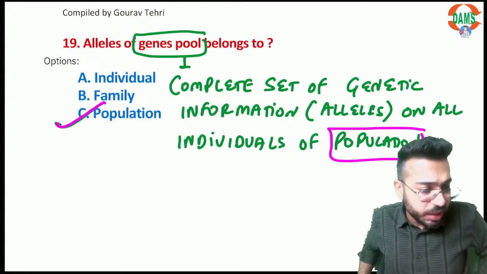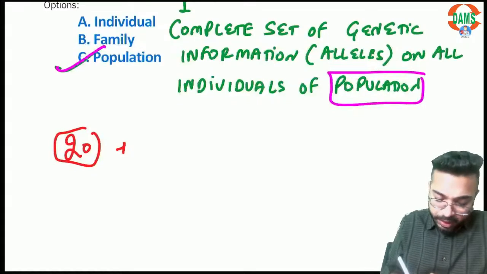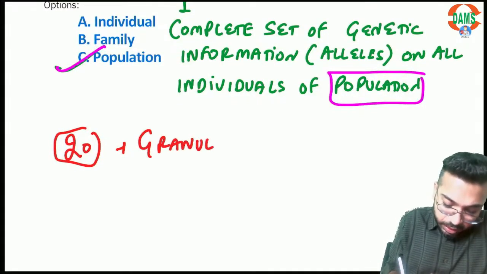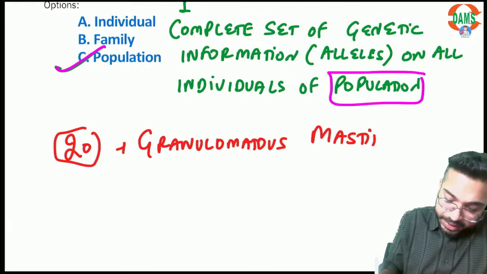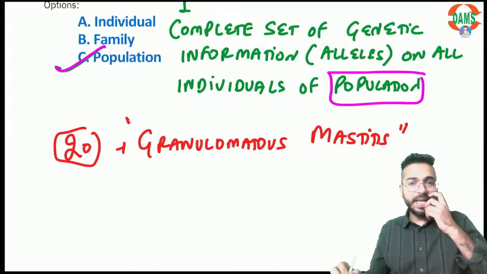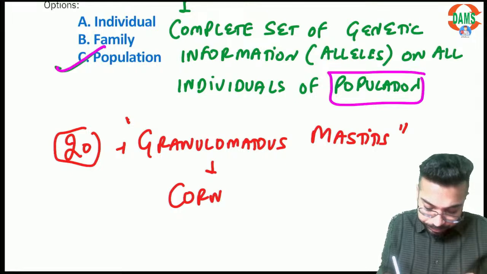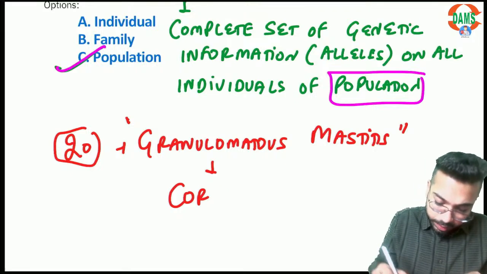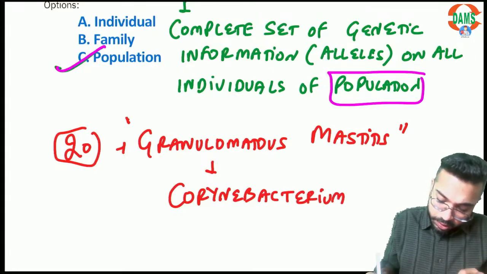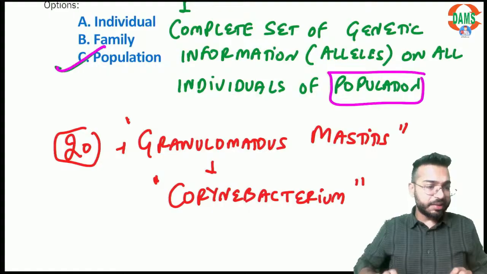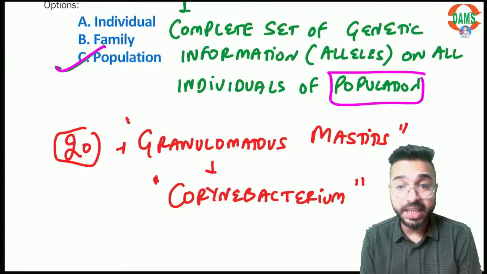So 19 questions. Before going, I have a doubt. There was one more question. If it was there, please comment: causative agent of granulomatous mastitis. Was this question asked in the exam? Kindly help me out with this. Were the options there Corynebacterium? Yes, great. So I can say there were 20 questions from pathology, which is definitely a good score.